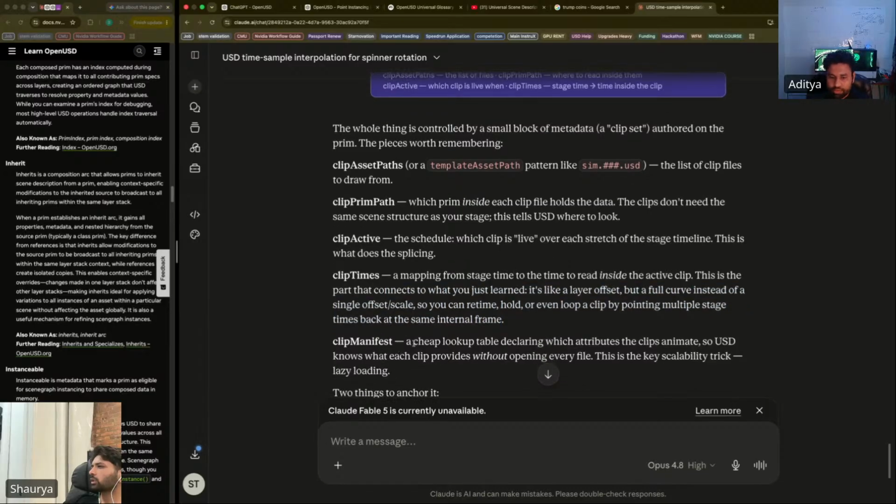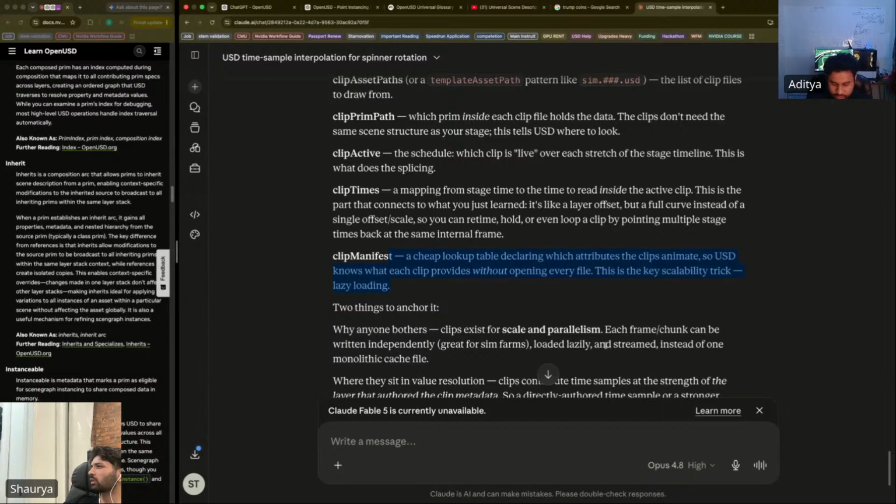Clip manifest, a cheap lookup table declaring which attributes clips animate, so USD knows what a clip provides without opening every file. This is the key scalability trick: lazy loading.